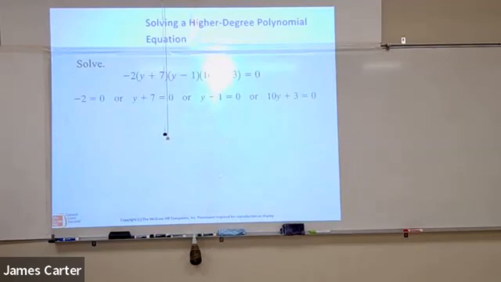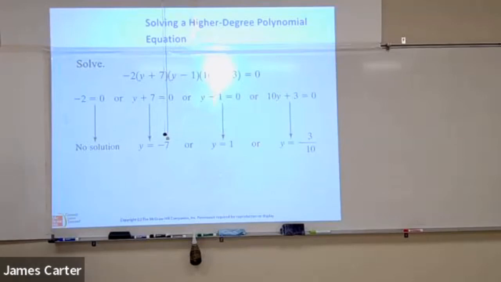x plus 7 equals 0, y minus 1 equals 0, and 10y plus 3 equals 0. So we work each one of those three. This one, no solution, so it's a non-player. This one gives us -7, that one gives us 1, this one gives us -3/10. Okay.